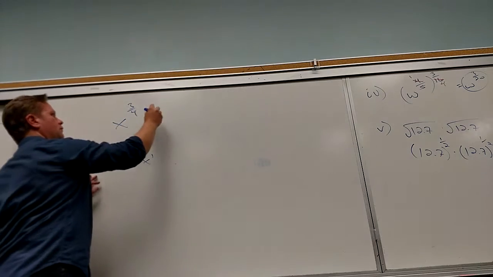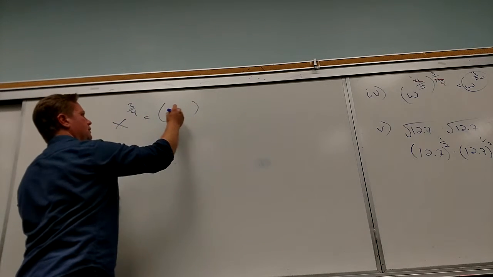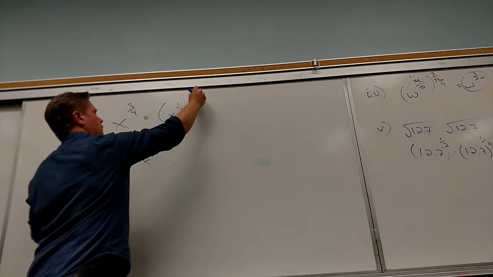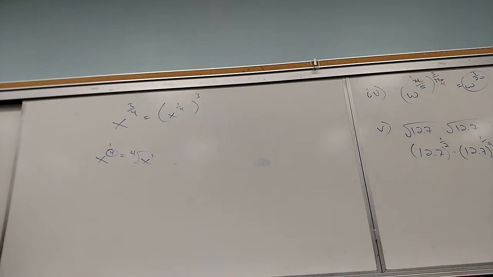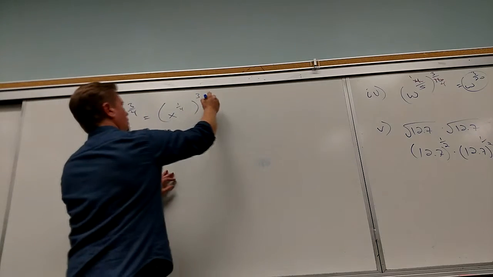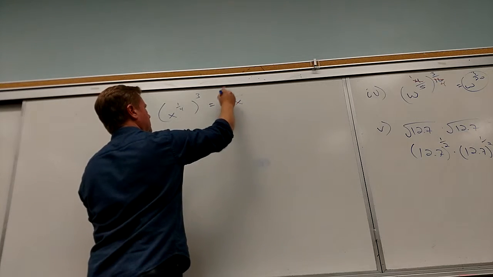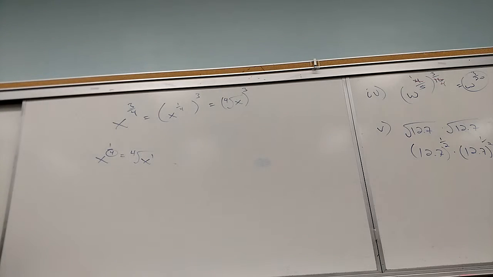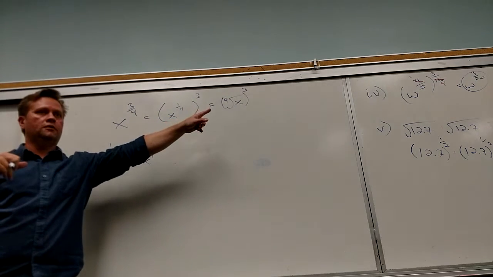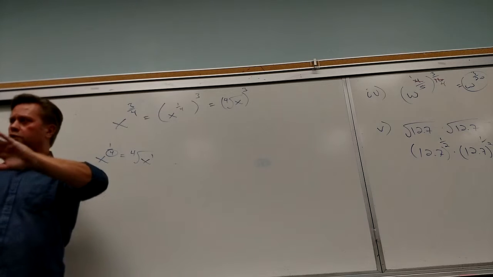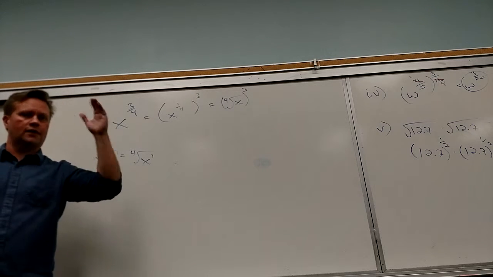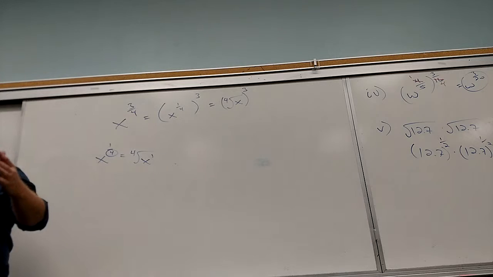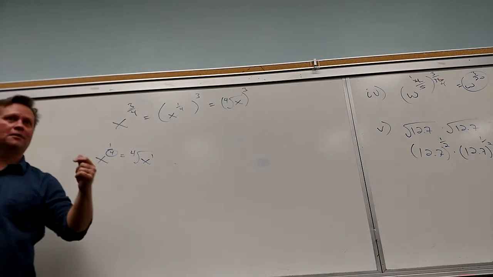But now watch this. Aren't these the same thing? You guys see that? So this would be the 4th root of x cubed. Are you with me? Because what's x to the 1/4? 4th root. You desperately have to know this: what's the 5th root of x? X to the 1/5. What's the 11th root of x? X to the 1/11. Bam, bam, bam.